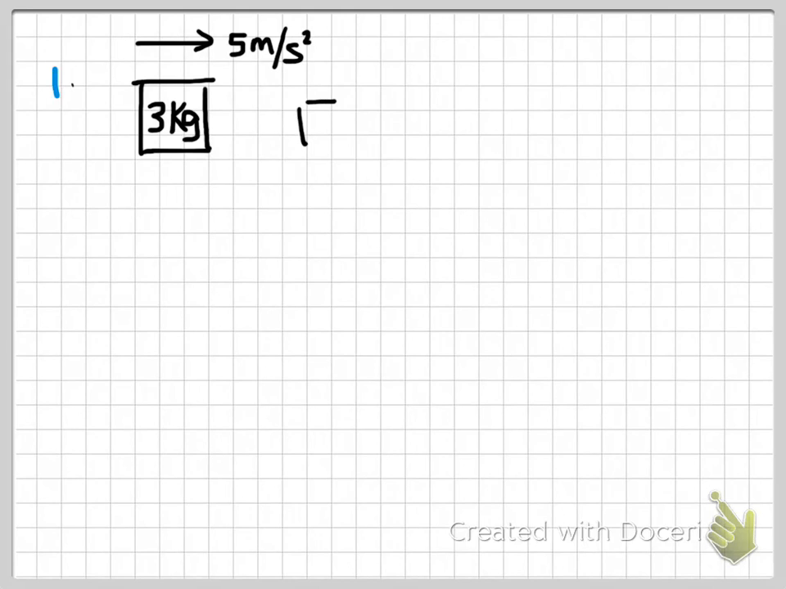Alright, we're looking at the Unit 4 review. First problem says, an object is accelerating at 5 meters per second squared to the right. Calculate the net force acting on the object.